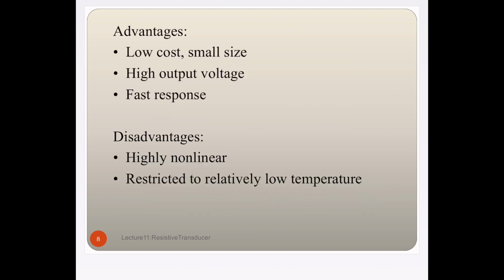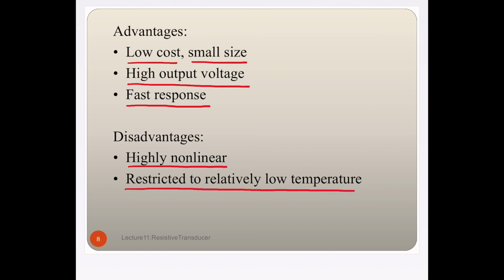From the characteristics, we can summarize that the advantages of thermistor are that it is low cost and small size. Then, due to the high sensitivity, the voltage output of the thermistor is also high. And the thermistor also provides fast response. As for disadvantages, we know that thermistor is highly nonlinear. The relationship between temperature and resistance is nonlinear. Then the temperature range is restricted to low temperature.